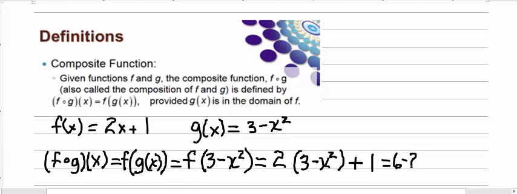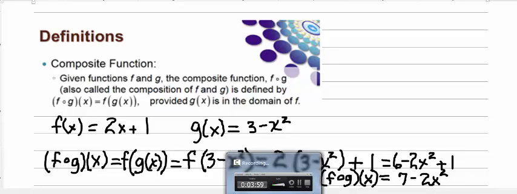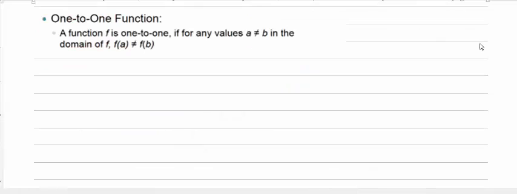Notice I'm looking at the definition of f to get that. So this is 6 minus 2x squared plus 1, which winds up being 7 minus 2x squared, and that's f of g of x. So that's how I would actually find or apply this definition.